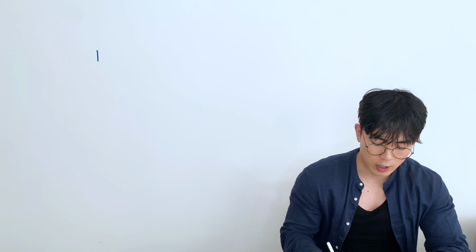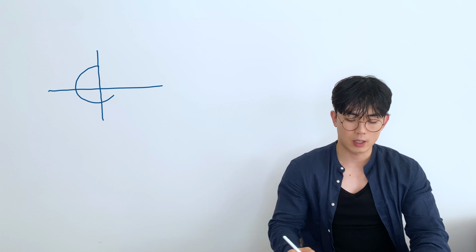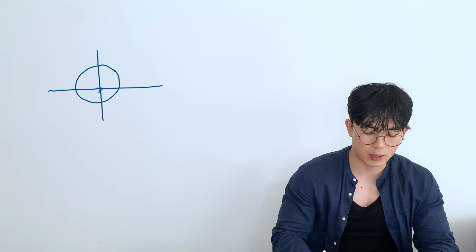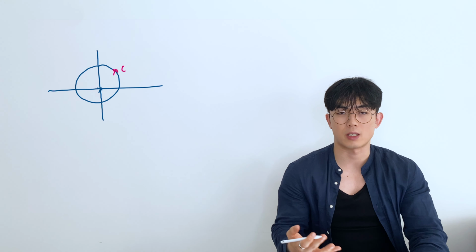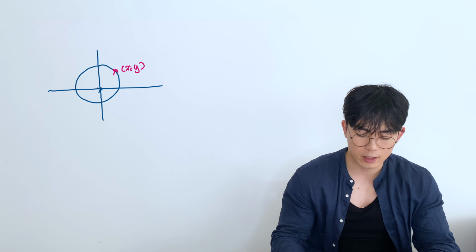So if I was to draw a graph and I drew a circle and the center is at the origin, and then I label a point, let's say I label this point here. Okay, and this point is going to be x comma y. I don't really know what the point is, it's just x comma y as a coordinate. And now I'm going to draw a line like this.